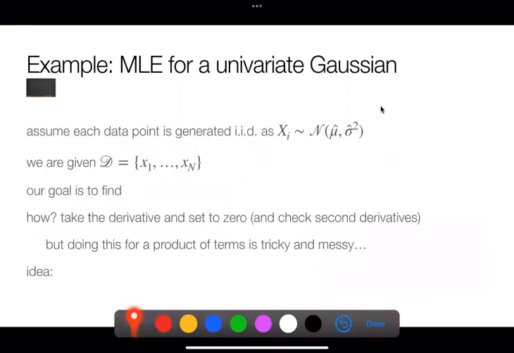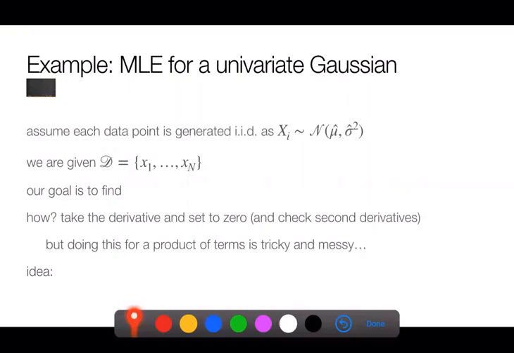Okay, so what are we doing here? Well, first, we're assuming that each data point was generated IID, independently and identically distributed, according to some Gaussian distribution that we don't know. So it has some mean mu hat and some variance sigma hat squared, but we just don't know what those values are. We only have the measurements, the x's that are given to us in this data set D. D consists of x1 through xn. These are lowercase because they're actual numbers, measurements, observations that we've been given of heights.